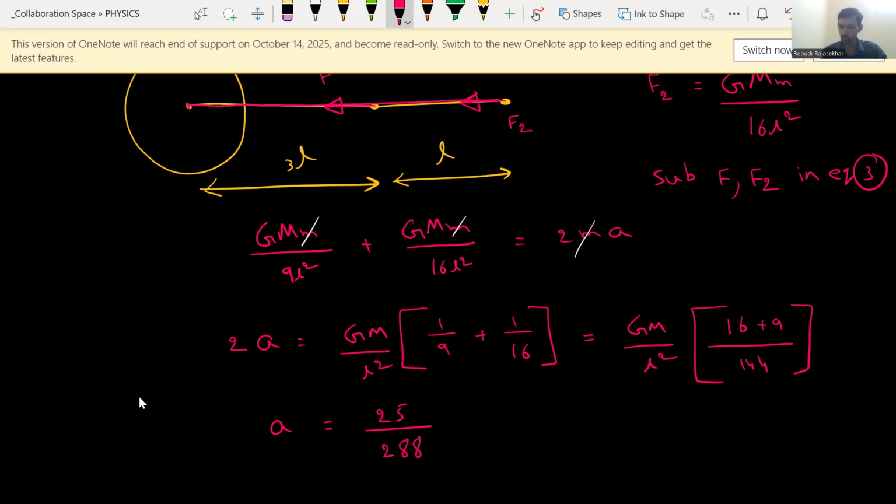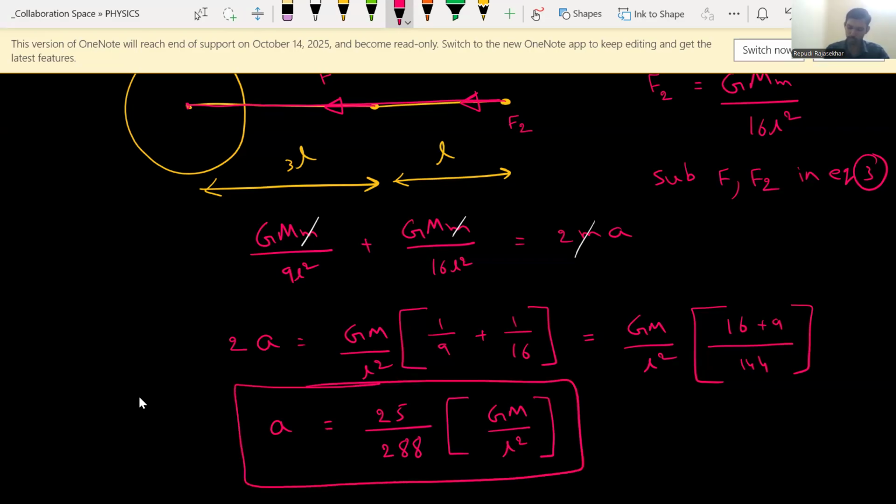25 divided by 288 into G m divided by L square. This everything is acceleration of the particles. But in the question they are not asking about the acceleration of the particle. If they ask the acceleration of each particle is how much, so that the tension in this string becomes 0, then this should be the answer. Acceleration is this much.